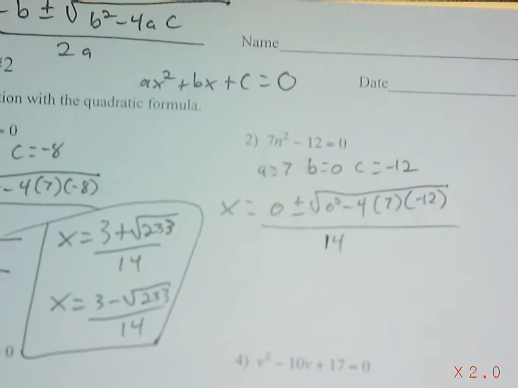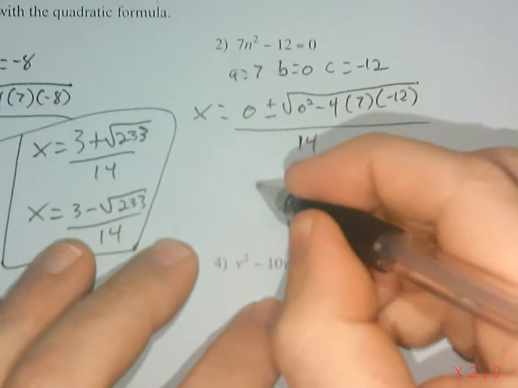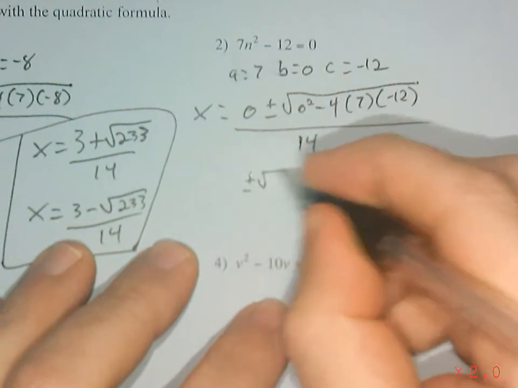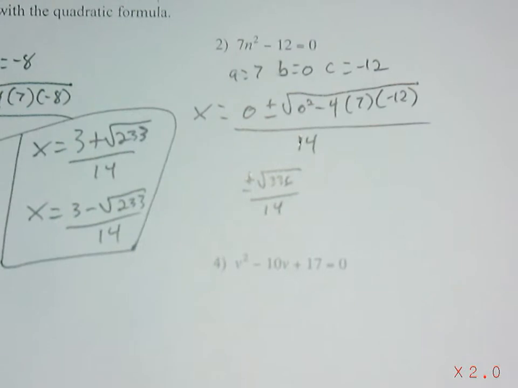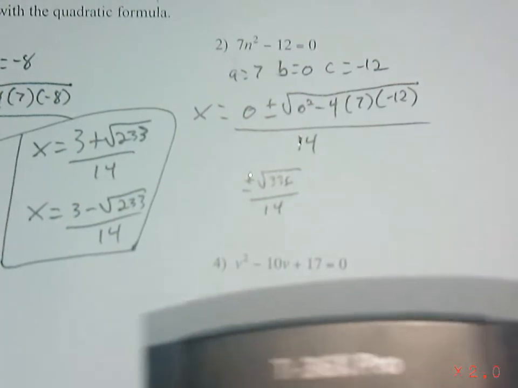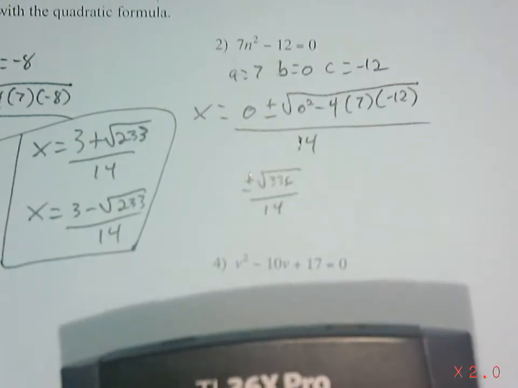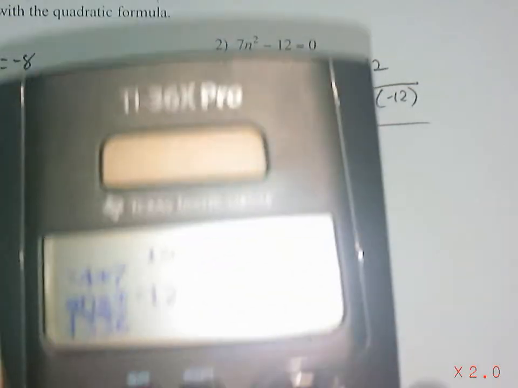Now, negative 4 times 7. We're going to work on our discriminant first. So negative 4 times 7 is negative 28 times negative 12 is 336. So I have plus or minus the square root of 336 over 14. Does my square root of 336 become nice? Not really.